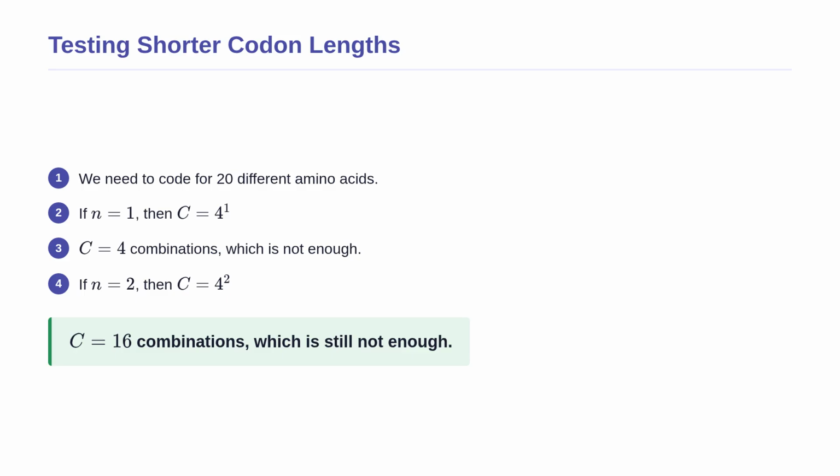What if the cell read the code 2 bases at a time? Setting n equal to 2 gives us 4 squared, resulting in 16 combinations. While closer, 16 is still less than 20. Therefore, a doublet code cannot possibly specify all the necessary building blocks for proteins.